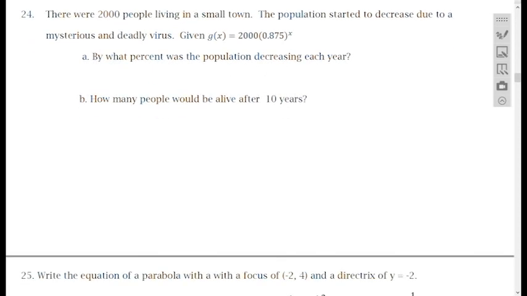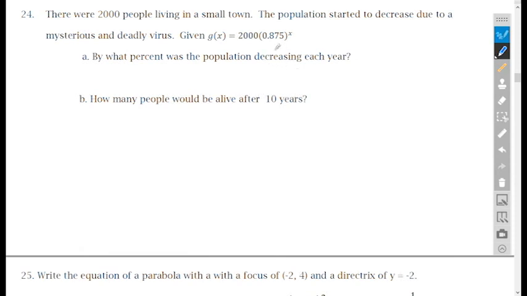There were 2,000 people living in a small town. The population started to decrease due to a mysterious and deadly virus. Here's the function. By what percent was the population decreasing by each year?